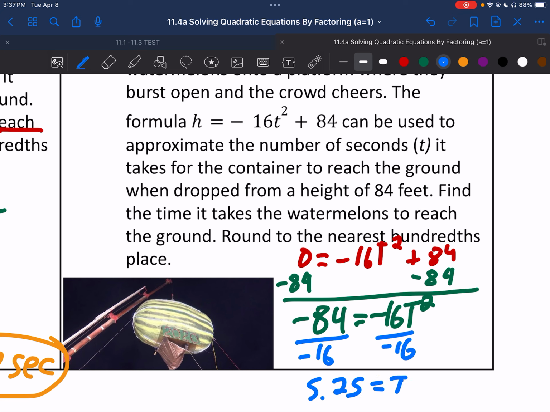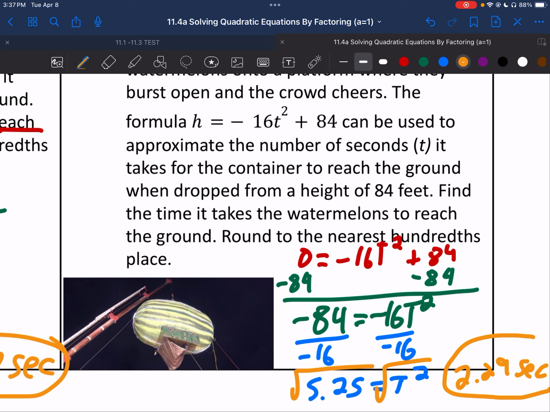And we take the square root of that, and we get plus or minus 2.29 seconds, but it's just going to be 2.29 seconds. The negative one doesn't make sense because we're not going backwards in time. We're just starting from the moment they release it, we're counting forwards until it goes splat, and that would be approximately 2.29 seconds until you get that splat.